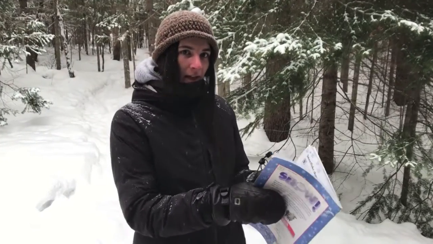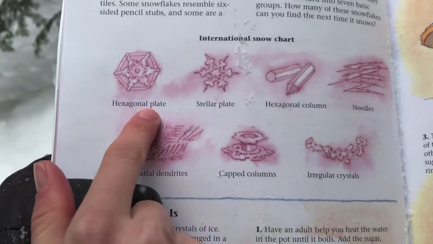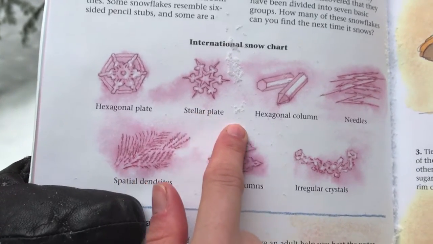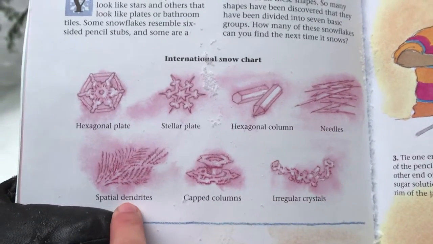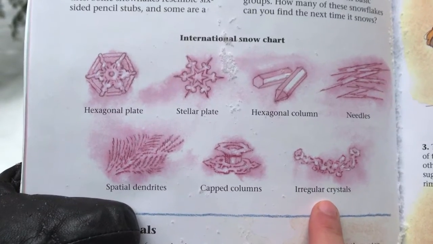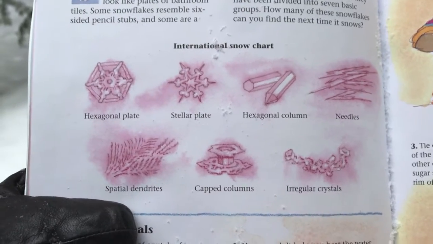There have been 7 categories created to identify the different types of snowflakes. I have a book here that shows you pictures of the different types. So we have a hexagonal plate, and that's what that looks like. A stellar plate, a hexagonal column, needles, spatial dendrites, capped columns, irregular crystals. So you might have seen some of these snowflakes throughout the winter time.